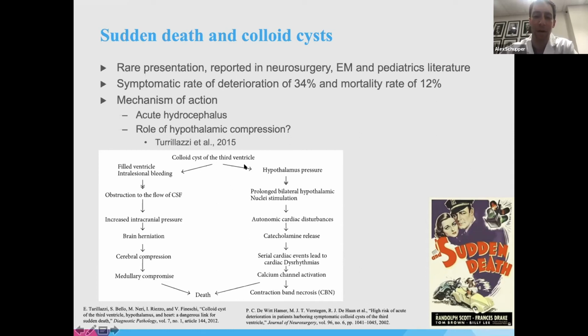However, there's this other arm, which is related to contraction band necrosis, that we think is the other mechanism for the sudden drop attack. And this is all regulated by the hypothalamus. So the hypothalamus causes transient changes in the autonomic function of the heart, which causes a catecholamine surge, which then leads to calcium channel activation and this CBN, contraction band necrosis. Again, these haven't been proven, but these are the two working theories of why patients go from being normal and stable to being dead very quickly.